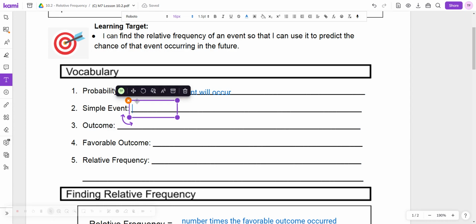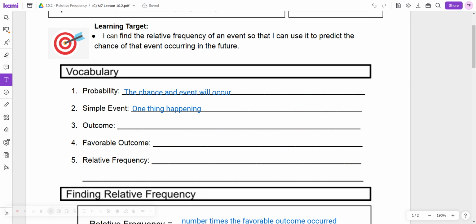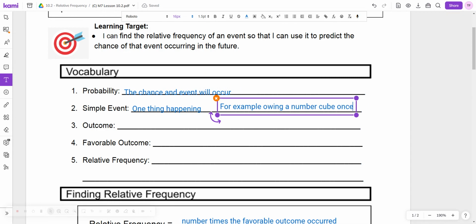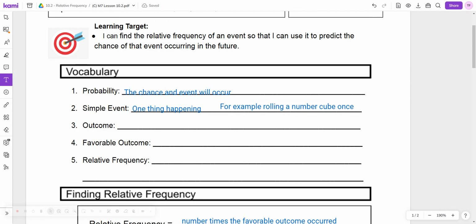So let me go ahead and add this. One thing happening. Okay, let me add the example. For example, rolling a number cube once. Not sure how I like that voice to text, but I don't know.